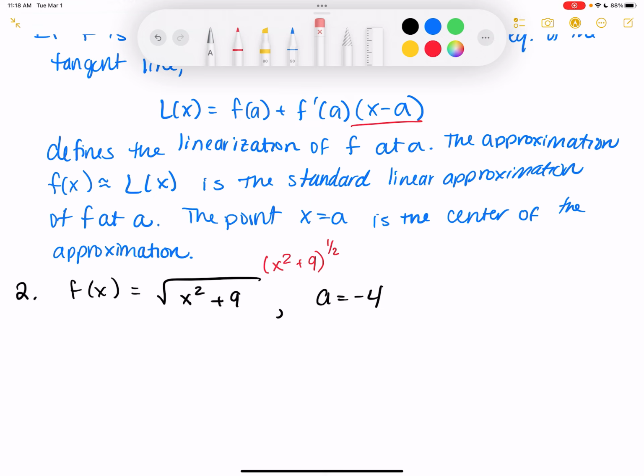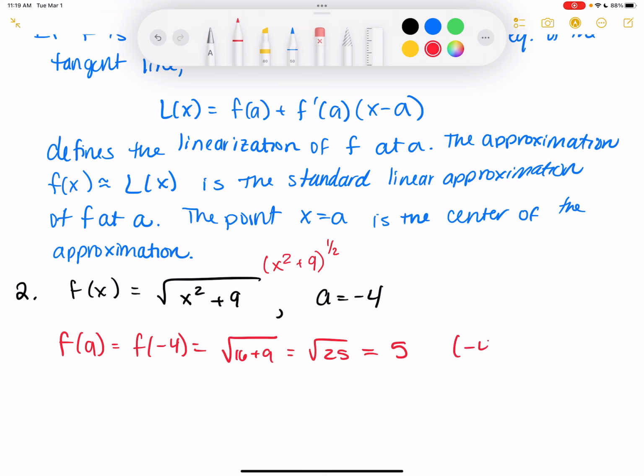So f of a is f of negative 4, which is negative 4 squared, which is 16, plus 9. So that's the square root of 25, which is 5. So that means at negative 4, it's equal to 5. So f of a is going to be 5.